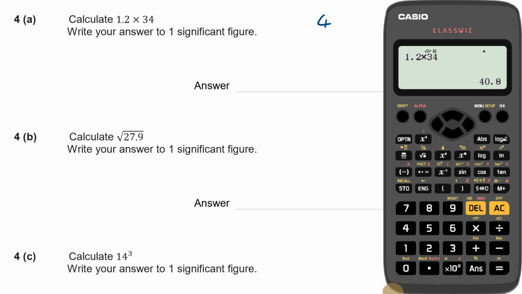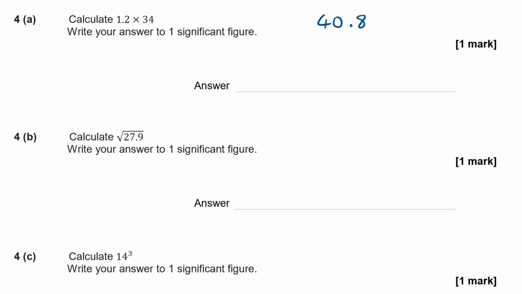So that is 40.8. Okay, so I need to round it to one significant figure. So my first significant figure is the 4. I want to round off after the 4. The very next digit is a 0, which means I need to round down. It stays as a 4.